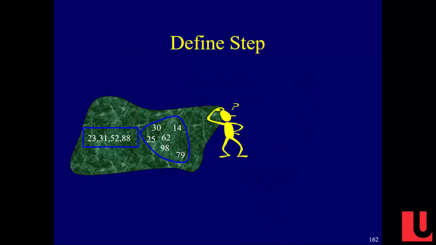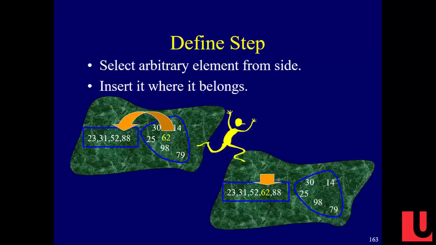So now we have to define a step, right? We're here. We don't know how we got here. What is our action going to be? Right. We take some number over here. I don't care which one. We find out where it goes, right? And we put it there.